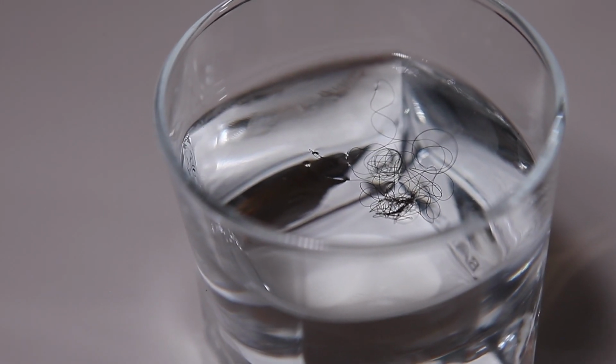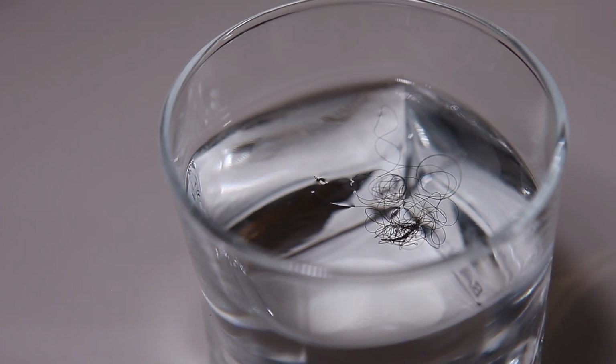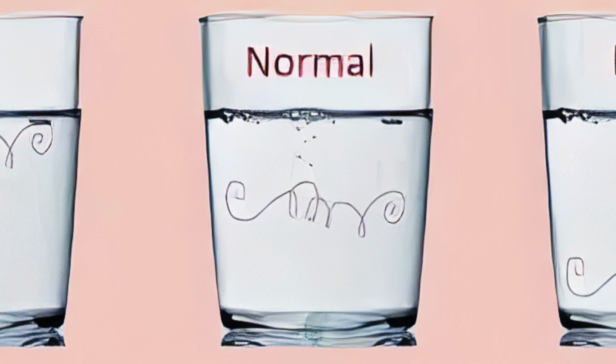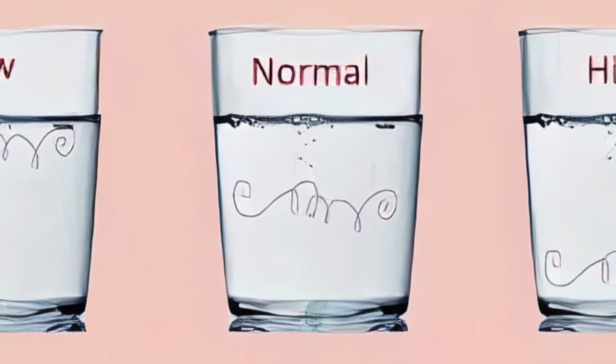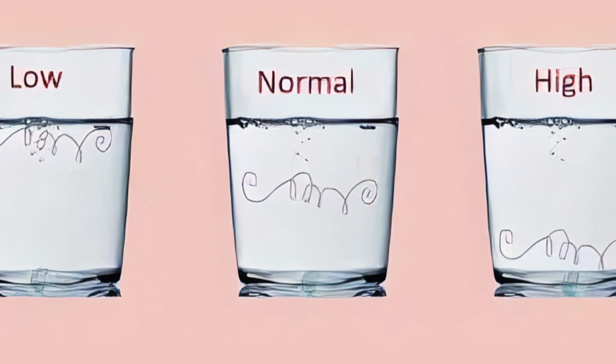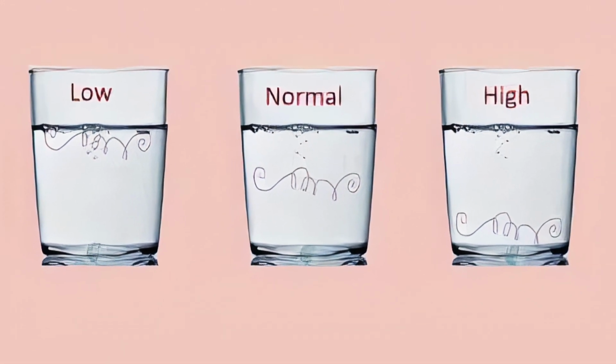Now, if it floats on top, it means that you have low porosity hair. If it's somewhere in between, it means that you have medium or normal porosity hair. And if it sinks right to the bottom, you have high porosity hair.